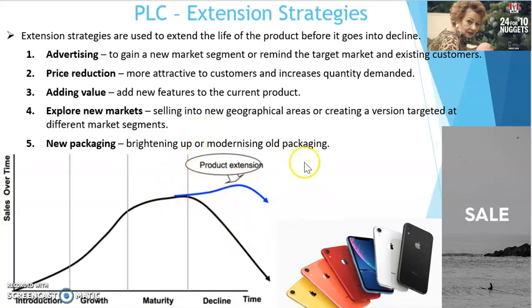And many of our household names, the biggest brands in the world, have used these extension strategies to keep their products relevant. Classic example is Kentucky Fried Chicken. Kentucky Fried Chicken certainly uses a range of these extension strategies to maintain its high levels of sales and to keep it popular in the eyes of consumers.